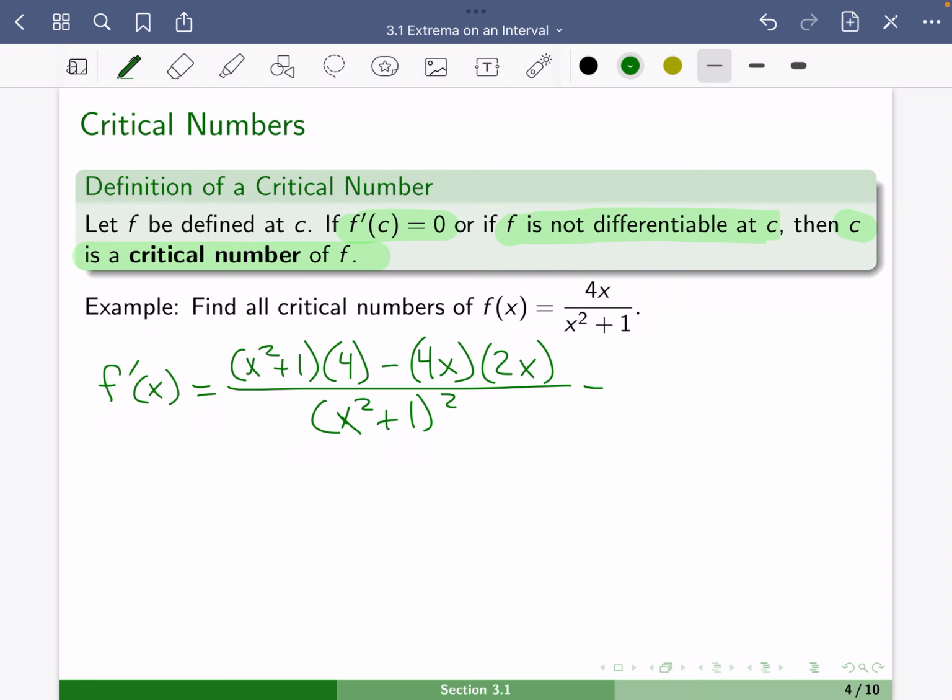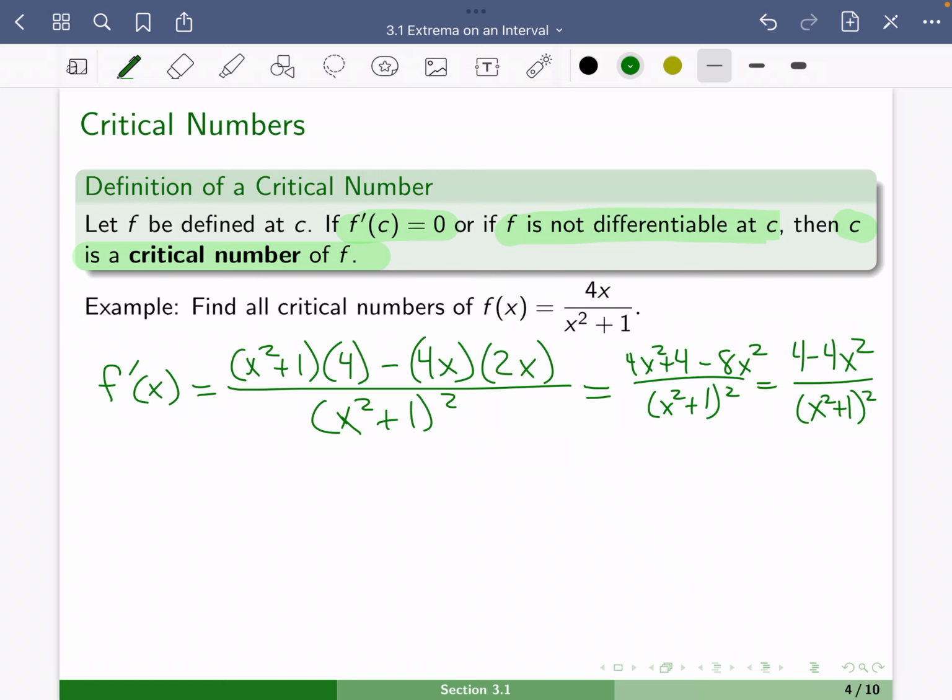Let's go ahead and clean it up. In the numerator we have 4x squared plus 4 minus 8x squared. So we would have negative 4x squared. Actually, let's write this as 4 minus 4x squared over x squared plus 1, squared. So that is our derivative.